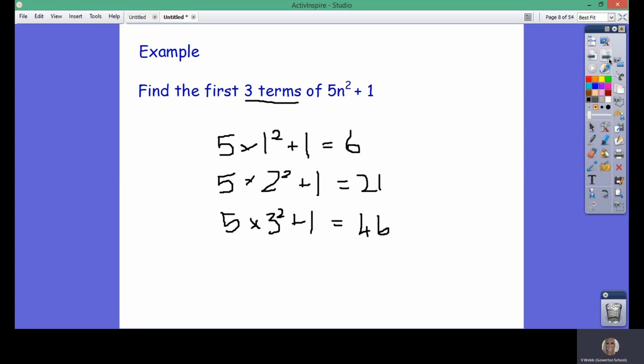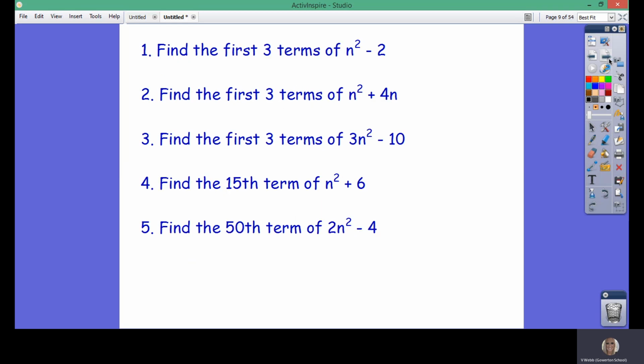Right, I'm going to put some up for you to have a little go at. So if you press pause, have a go at the questions. You have to find the first 3 in the first 3 questions. And then for 4 and 5, you have to find the 15th and the 50th. So n would have to be 15, n would have to be 50. Okay, be careful on this one. 3n squared means you square n first, then multiply it by the 3. Okay, have a little go, see what you get, and I'll put the answers up.